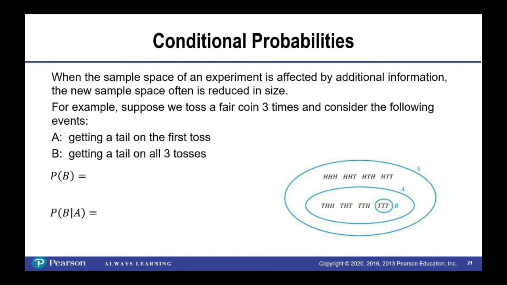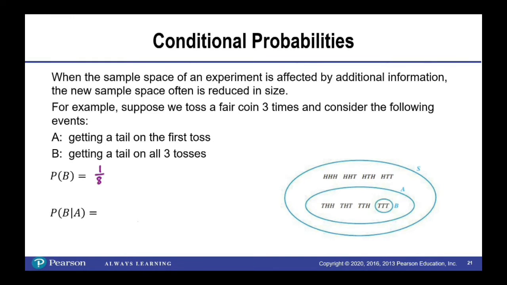You'll notice our loops. Loop S is our sample space. There are 8 outcomes in the sample space. Loop A represents event A, a tail on the first toss, and then we have loop B, which is a tail on all 3 tosses. So let's suppose I want to find the probability of B, or the probability of a tail on all 3 tosses. That is 1 out of 8 total outcomes.